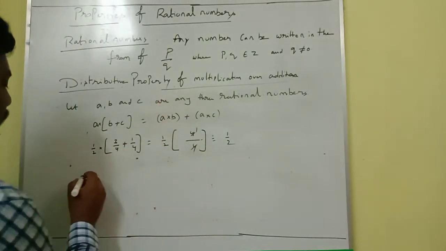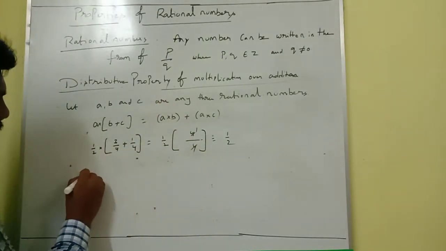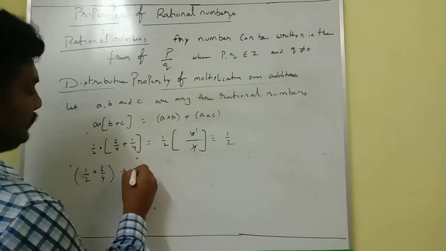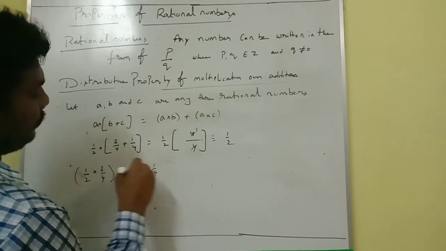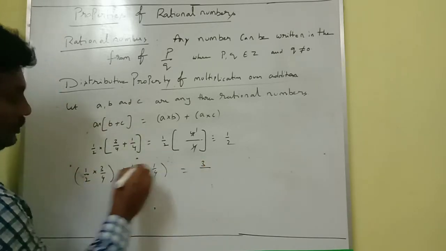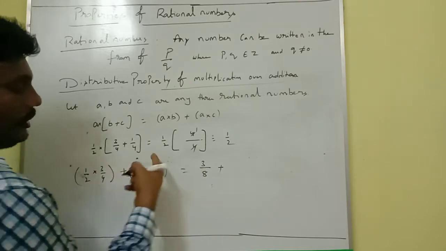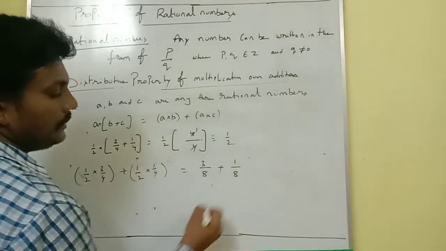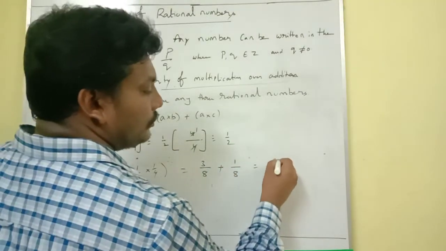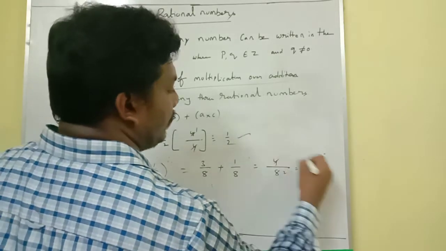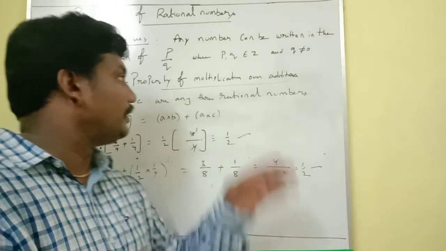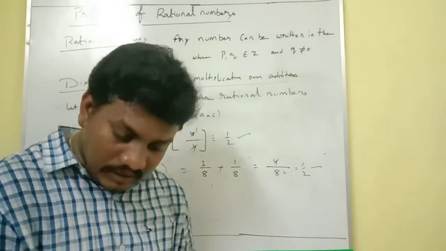Then coming to this side, A into B means 1 by 2 into 3 by 4, plus 1 by 2 into 1 by 4. So 1 into 3, 3 by 8, plus 1 into 1, 1 by 8. Then coming to this side, 8 is the common denominator, 3 plus 1 is 4, 4 by 8, so we get 1 by 2. The same answer comes. This is called the distributive property of multiplication over addition. So these are the properties.